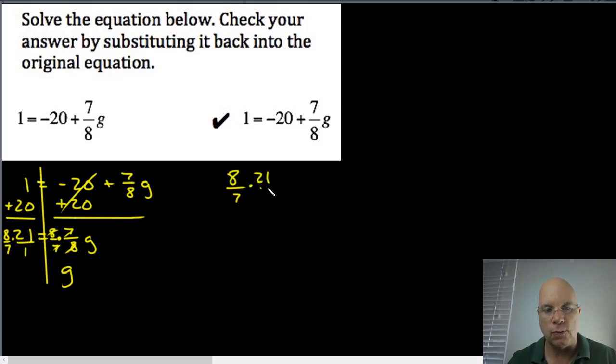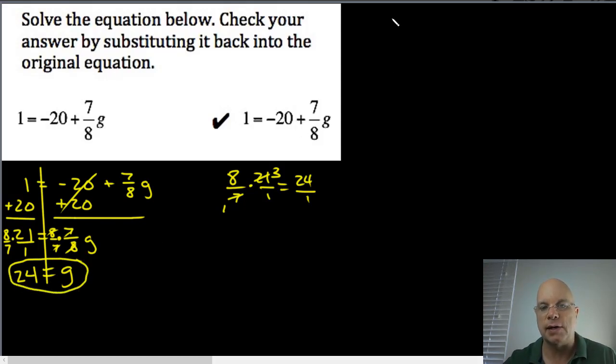8/7 multiplied by 21. 7 and 21 have a common factor of 7. 7 divided by 7 is 1, and 21 divided by 7 is 3. And 8 multiplied by 3 is 24. So I get 24 over 1, which is 24. So g equals 24. If I did it right, I'll know when I substitute it back in here.